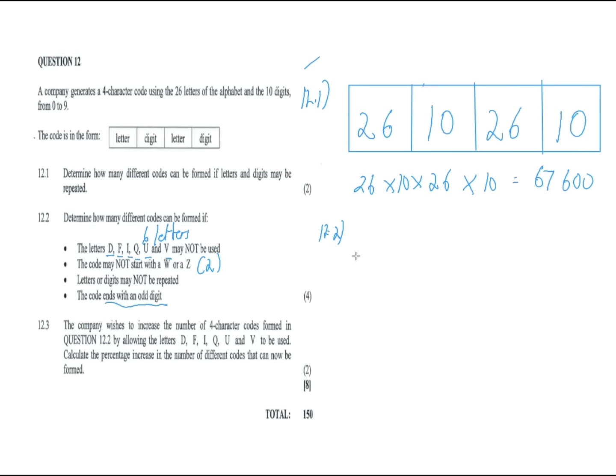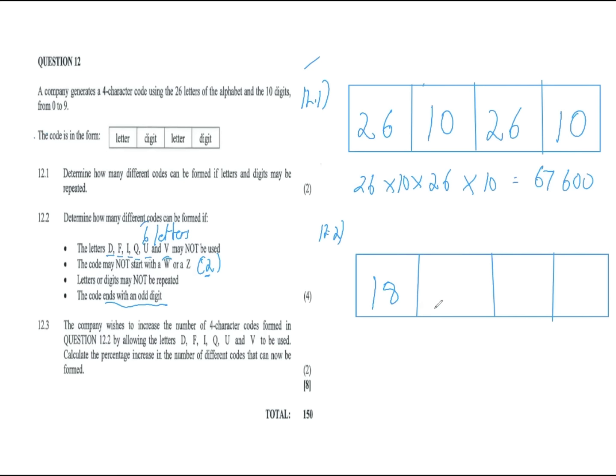Okay, so again, let's indicate that. And then we are going to say still a 4-character code. So it's still letter, digit, letter, digit. So for the letters, we have a sample space of what? Remember, we cannot start with a W or Z. So that means from the 6 letters that are already excluded, we have to also exclude the other 2. Meaning from the 26, we only have a sample space of 18 that can go in here.